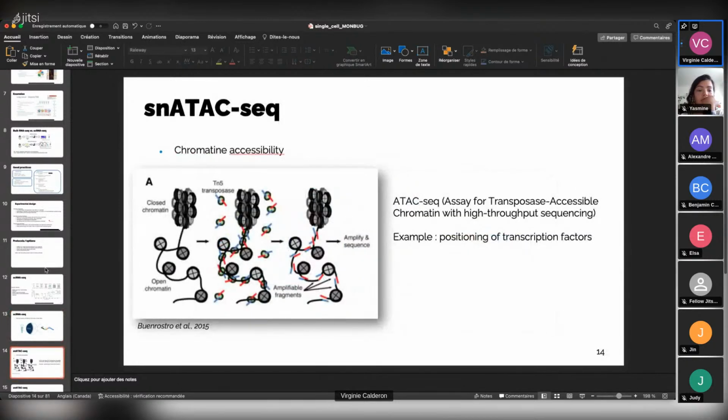For single nuclei ATAC-seq, the idea is to get the information of the accessibility of the chromatin, for example to predict the position of transcription factors. So you can do this at the level of the cell. Maybe you will identify some subclusters of cells that don't have the same accessibility, and that will help you to interpret maybe the transcriptome you have for these cells.